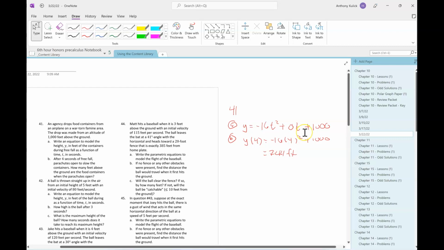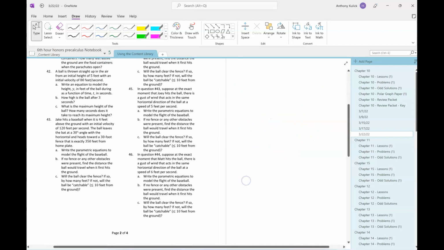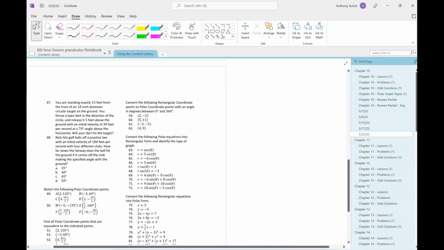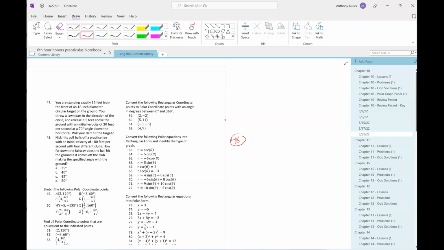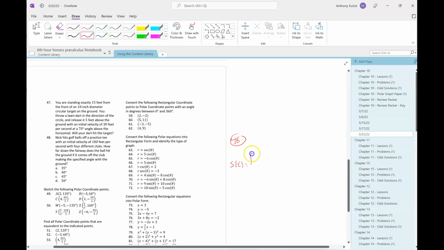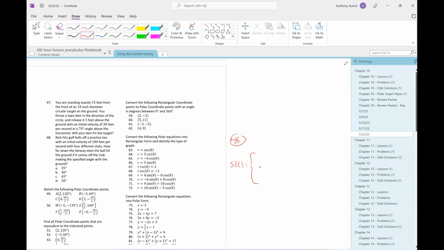48? Okay. I was like, oh no, I wasn't prepared to go all the way back to that page, although you certainly could have. So it says Nick hits a golf ball off a practice tee with an initial velocity of 100 feet per second with 4 different clubs. How far down the fairway does the ball hit the ground if it comes off the club making the specified angle with the ground?